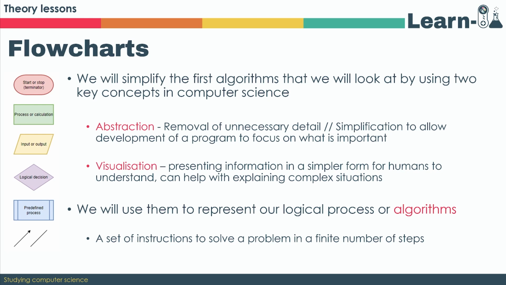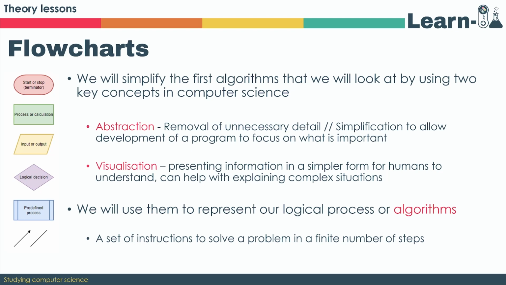We are going to be looking at various different ideas as we progress through here, and two of the key ones are abstraction, which is where we remove any unnecessary details and we simplify a procedure so that we can really focus on what's important. That then allows us to make sure that whatever we're creating is as efficient as possible. We've then got the idea of visualization, and that's where we present information that makes it easy for humans to understand, and it allows us to really explain complex ideas or complex situations in a much more simple way.